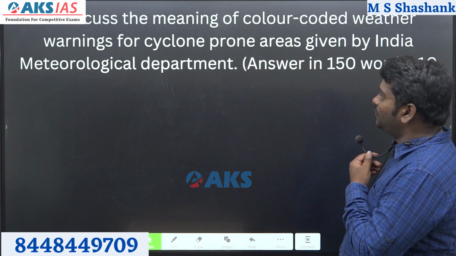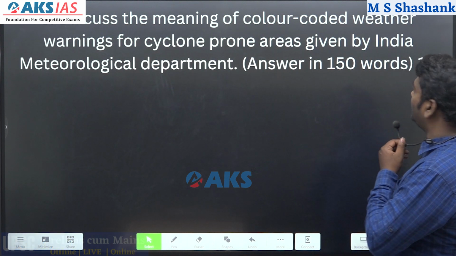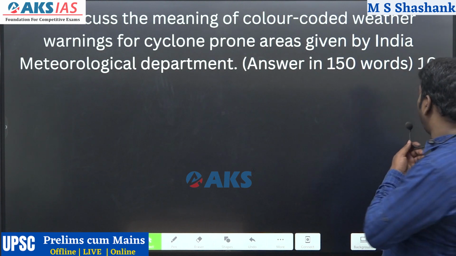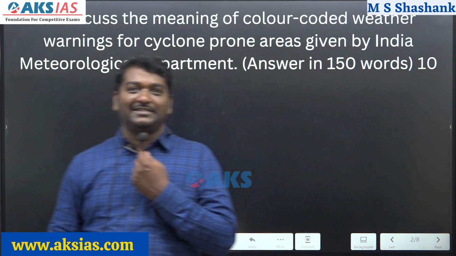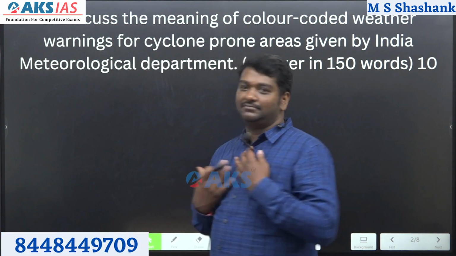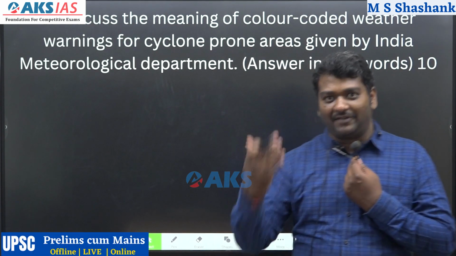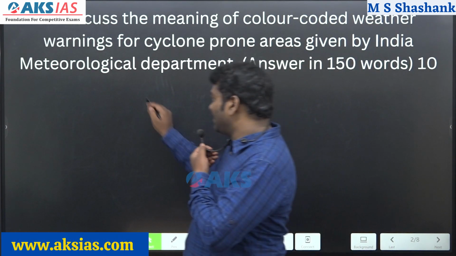This was out of the box. It was a googly in the exam as well. Discuss the meaning of the color coded weather warnings for cyclone prone areas given by IMD. Thank God it was for 10 marks. One thing everyone will be aware of is red is like danger, right? So the colors, frankly speaking, it's easy for me to tell now after seeing, but I don't know how exactly you answered in the examination hall.